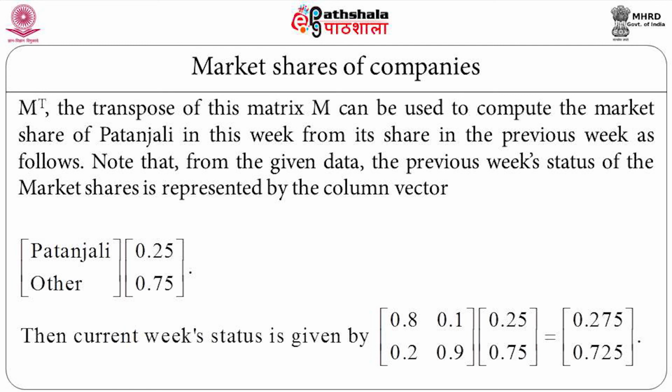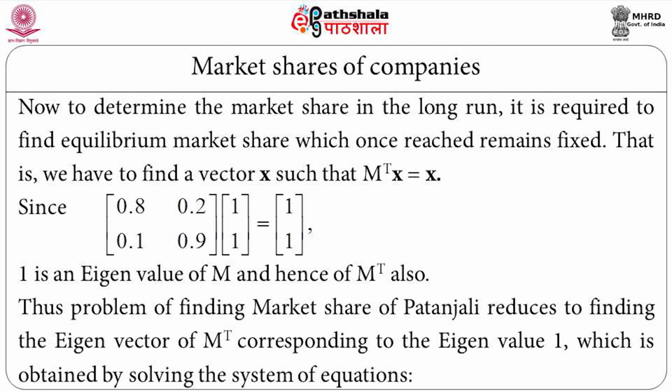So, we get this, and in the long run, to determine the market share, it is required to find an equilibrium market share. What do you mean by equilibrium market share? It is one which, once reached, remains fixed. That is, we have to find a vector x bar such that M transpose x bar is x bar. If I want to find that, since this is your M, what is that exactly?